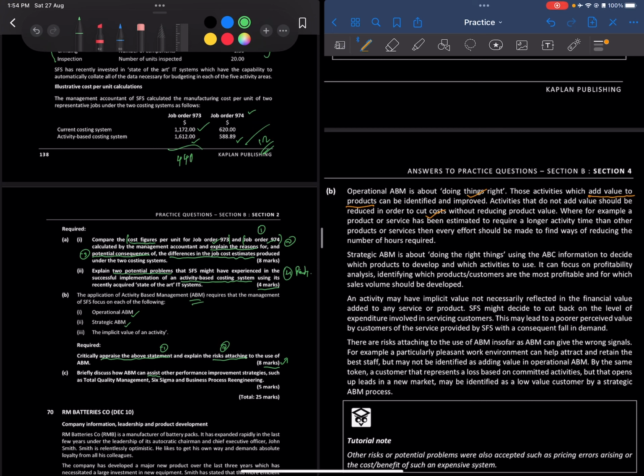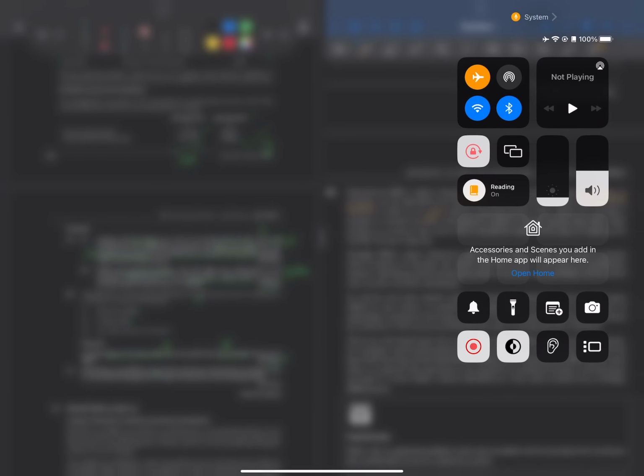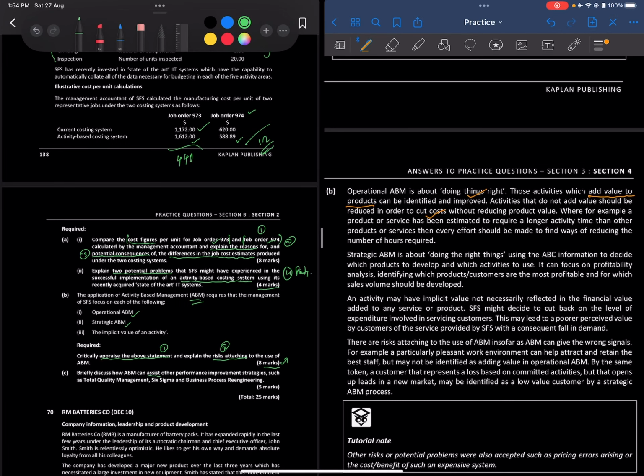Okay, so what does this mean? For example, a product or service which is estimated to have a longer activity time, what should be done? We should reduce those. Another thing is that we should try to encourage activities or services which require less of our activity time. So that's what we should be focusing on in terms of operational ABM.